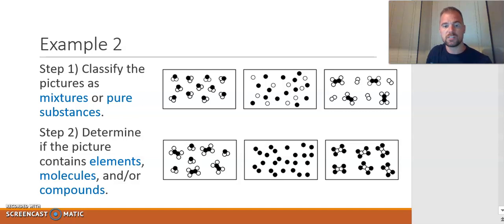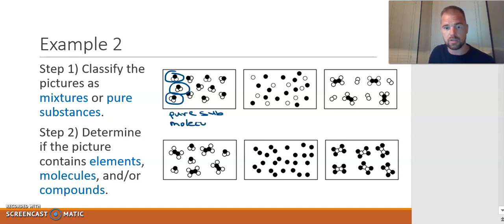So in this first one, step one, does this represent a pure substance or a mixture? Well, I can see that that's to be treated as one chemical particle. And if I can see, it's the same throughout. All of them are the same substance. So because of that, this represents a pure substance. But then I have to ask myself, okay, what does it contain? Does it contain elements, molecules, or compounds? Well, it doesn't contain any elements. I mean, technically, yes, of course there's elements in there. Matter is made up of elements, but these particles don't represent individual elements. Instead, I see that this picture has molecules.